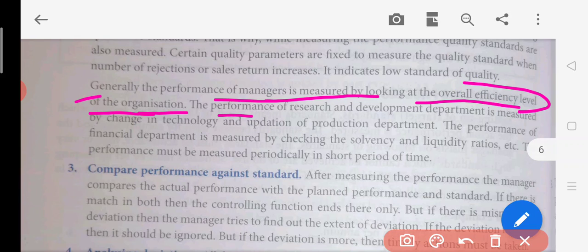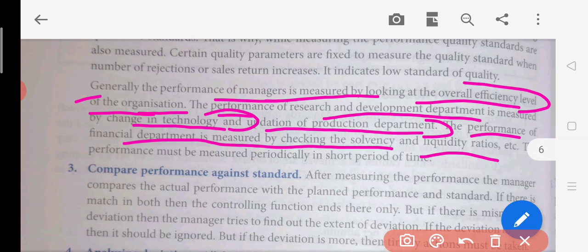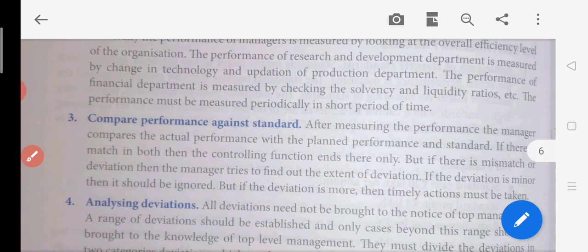The performance of research and development is measured by the change in technology and updation of the production department. The performance of the financial department is measured by checking the solvency and liquidity ratio, etc. Now there are different types of departments, so they are going to check everywhere whether there is some updation of the technology, or some kind of change in the ratios of the company, like the financial ratio can be good. This is how they are going to check the performance of the managers also. So actual performance is recorded for each and every one.